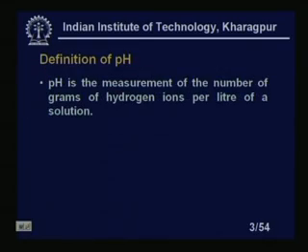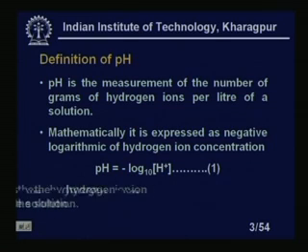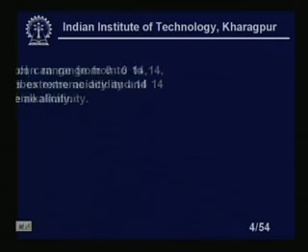So, the definition of pH: pH is a measurement of the number of grams of hydrogen ions per liter of solution. Mathematically it is expressed as the negative logarithm of the hydrogen ion concentration: pH equals minus log base 10 of H plus. This is equation number 1, where H plus is the hydrogen ion concentration in the solution.